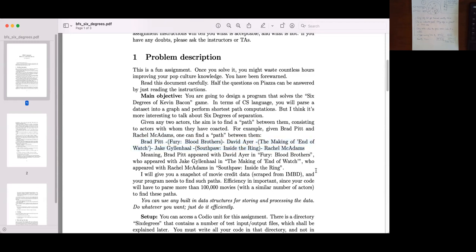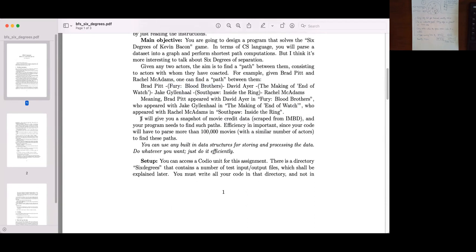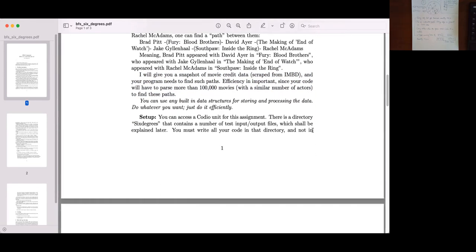Okay? So I am giving you a snapshot of movie credit data. Not everything. I've just collected about, I think, 100,000 movies. I scraped this data from IMDb. And you can use any data structure you want. You can store it however you want. I don't care. Just do it efficiently.